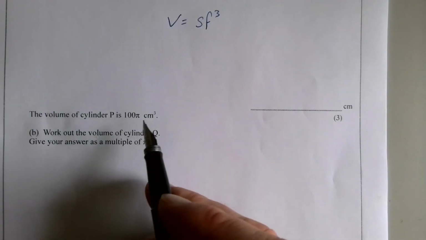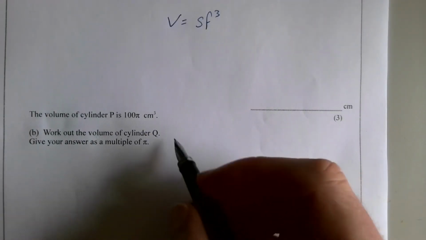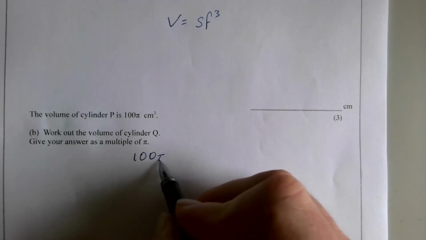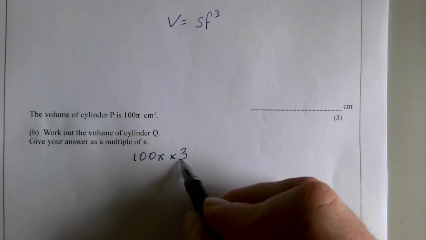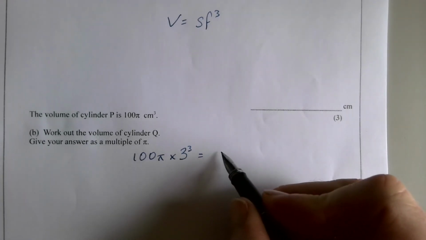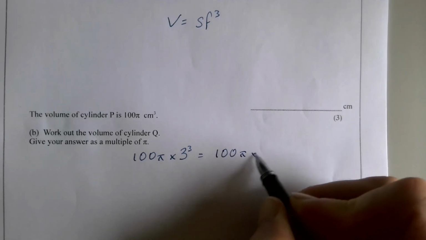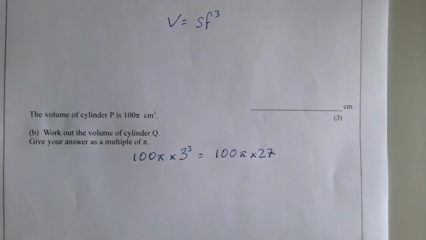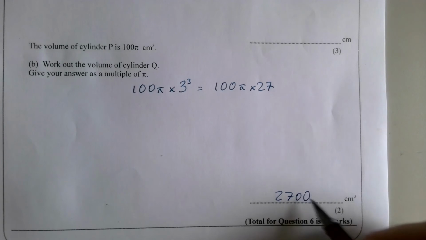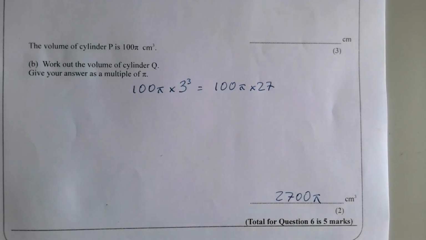So the volume of P is 100 pi. P was the smaller one. So to work out the volume of Q, pause it and give it a crack if you can, is going to be that multiplied by the scale factor cubed. And the scale factor cubed, 3 cubed, is 27. And if you do 27 times 100, you get 2,700. So it'll be 2,700 times pi centimeters cubed. If you put it on the dotted line, then let's put the units in there for you.